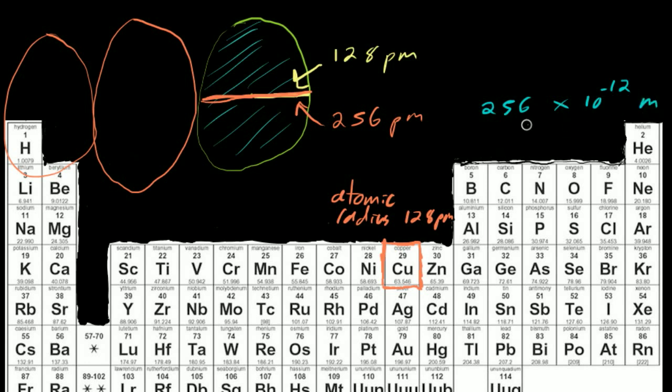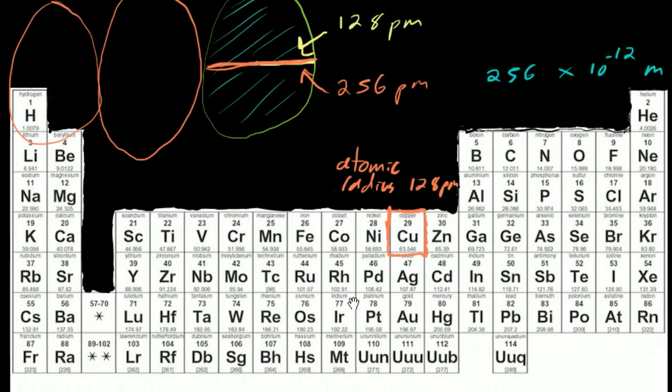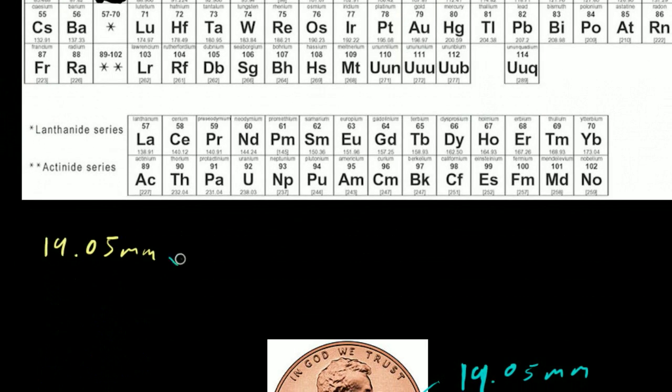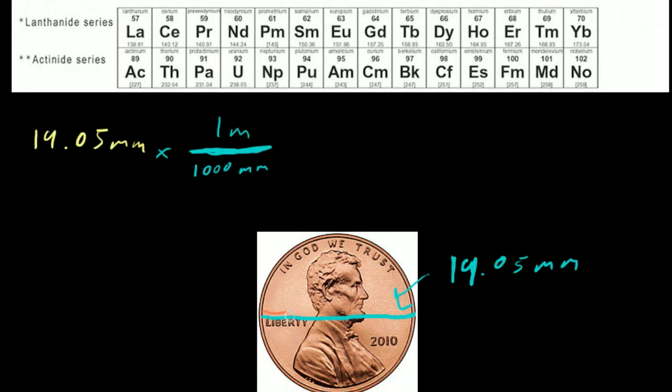So anyway, let's first get our 19.05 millimeters in terms of meters. How many millimeters are in 1 meter? This is the first step of my conversion factor, always to get it into a form where all of my units cancel out. So I have 1,000 millimeters in 1 meter. Hopefully you can see, if I multiply this through, I now have the diameter of a penny in meters instead of millimeters.